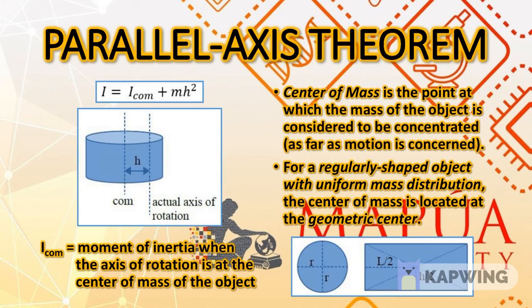And that's it for our discussion on moment of inertia. Again, when you see the object is moving in a circle or the object is rotating, the object is undergoing angular motion, use moment of inertia instead of mass.